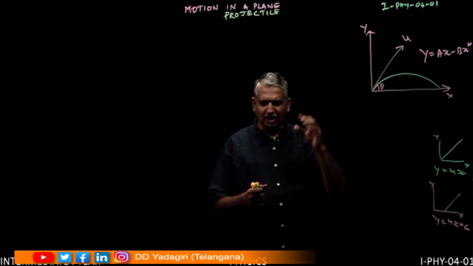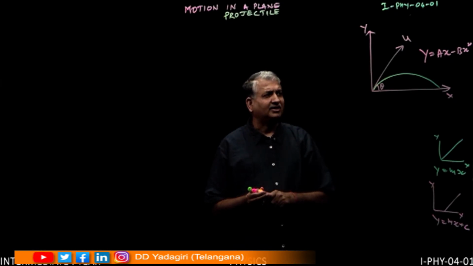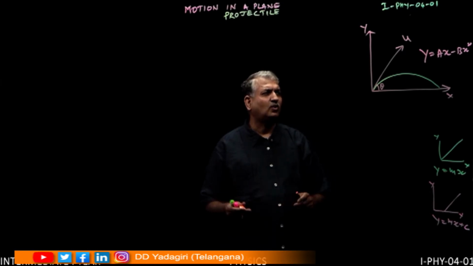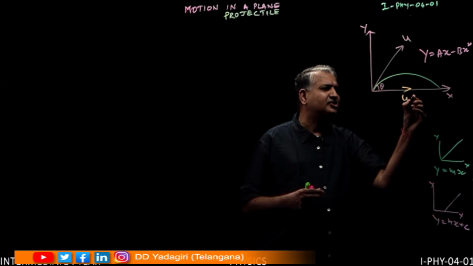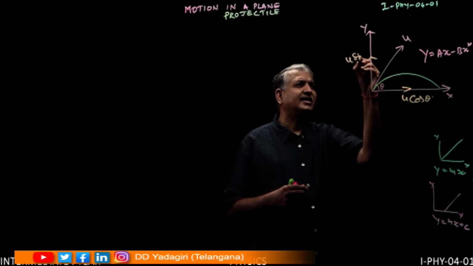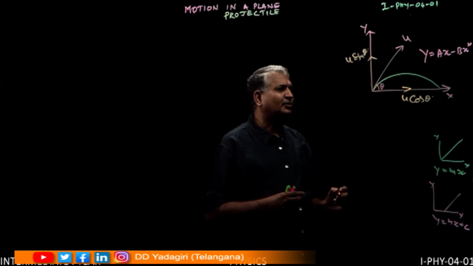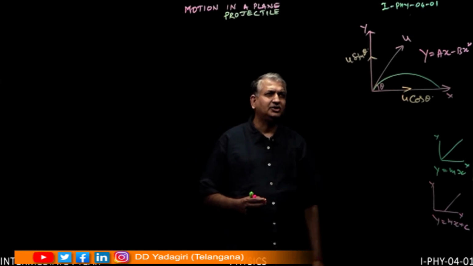Now we are proceeding to how to solve it. This velocity is a vector quantity. U is a vector quantity, the initial velocity. It is resolved into two components, u cos theta in the horizontal direction and u sin theta in the y direction.